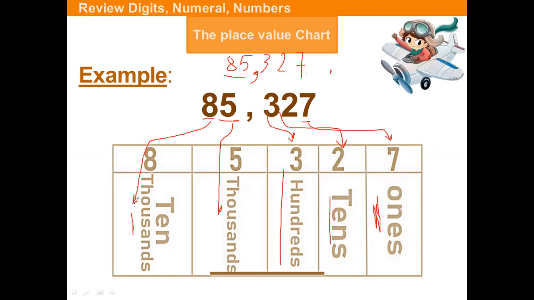We got all of these in the previous year. So I remind you about these numbers or the place value. So 7 is a ones, 2 is a tens, 3 is a 100, and the 5 is a 1,000, and the last one we have 8 is a 10,000.